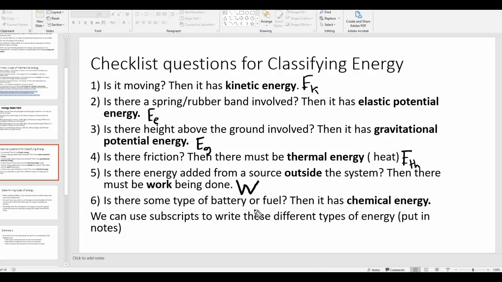Okay, and then finally, is there some type of battery or fuel? If so, then we have chemical energy, and I'm going to write EC for chemical energy. Okay, and so this is the mental checklist that you will need to run through as trying to figure out what type of energy an object has. All right, and so make sure you have this in your notes because you're going to be using this all the time. And the next couple slides, we're just going to be doing some examples, writing down what type of energy or energies an object has, and then writing conservation of energy equations like we'll see. Okay, so pause here, add this to your notes, and then we'll move on.